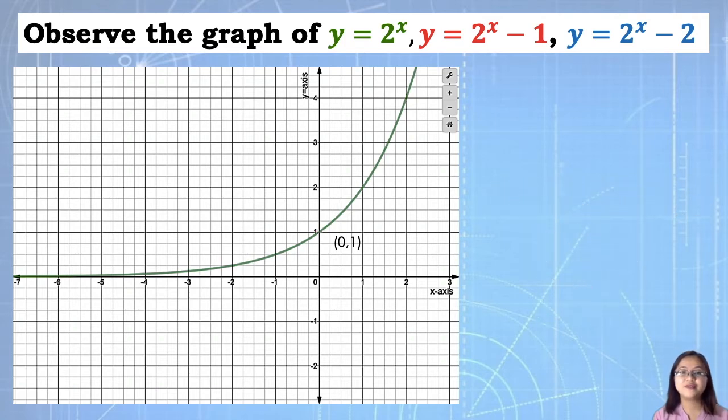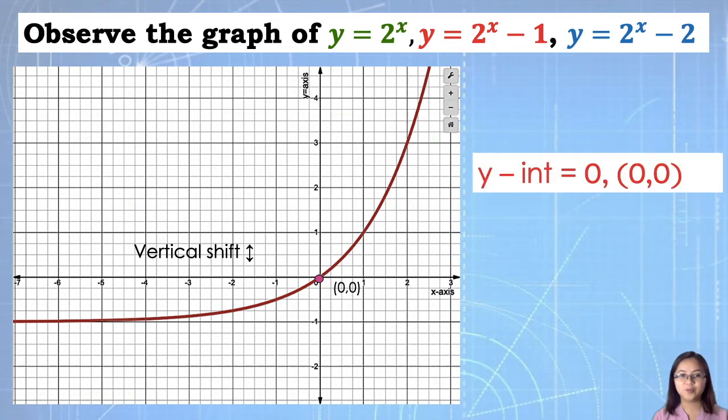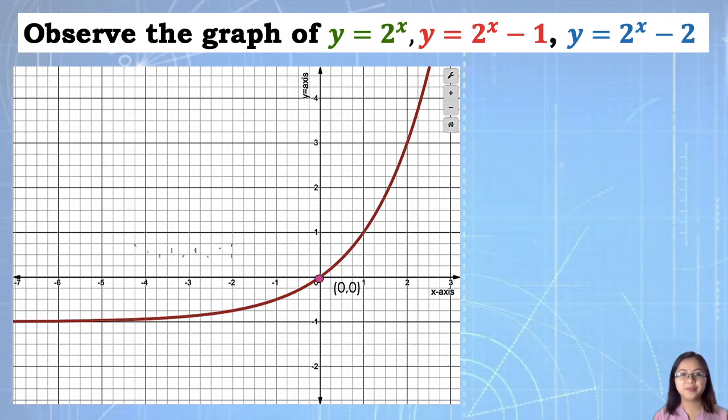Now let's graph the red function. So we have y is equal to 2 to the x minus 1. What have you observed? Yes, there is a vertical shift. So for that vertical shift, we came up with a different y-intercept. It's no longer 1, but instead, it is the point of origin, which is 0, 0. So we could write there.